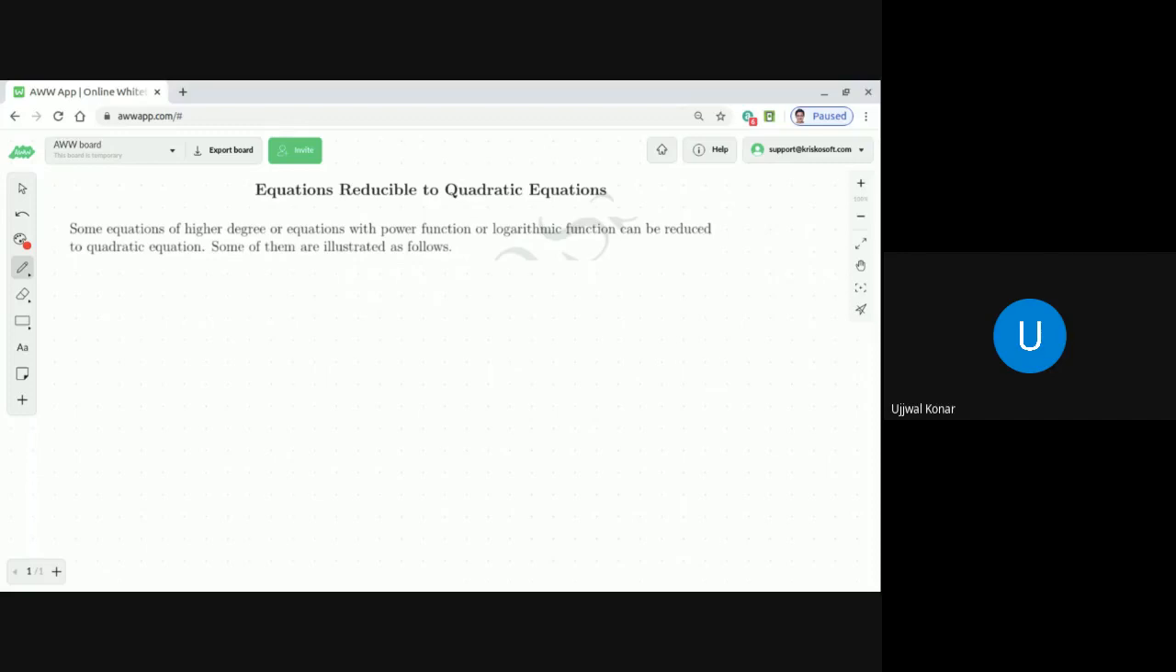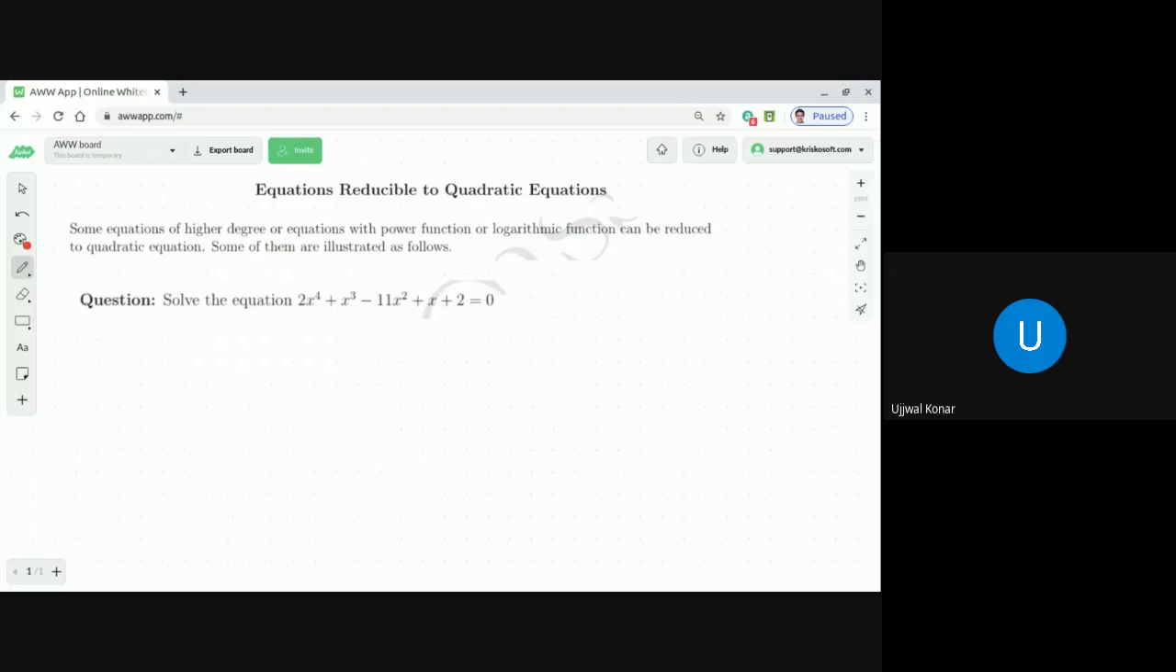It is always good to go with some examples. So dear students, the first example I'm going to show you, you can also open your notebook and do along with me. The first question is: solve the equation 2x to the power 4 plus x cube minus 11x square plus x plus 2 equal to 0.